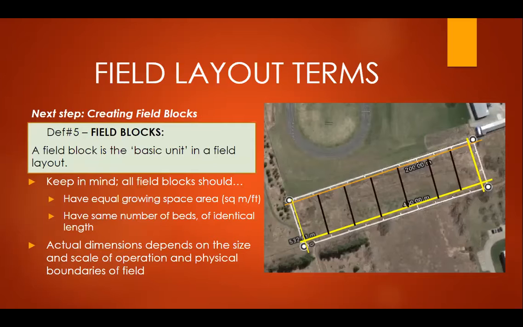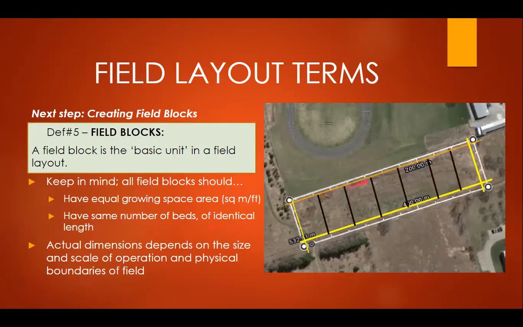Now, the reason that becomes important is because it's nice to be able to flip around your field blocks. Things that you grew in field block 1 can get switched over to field block 2, and field block 2 to field block 3, in order to get a nice crop rotation happening. But the actual dimensions of your field blocks are going to depend on the scale and scope of your operation and the physical boundaries of your field.